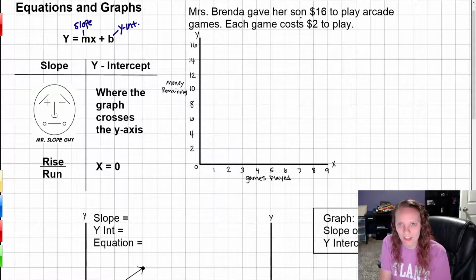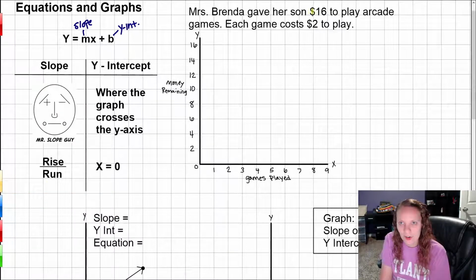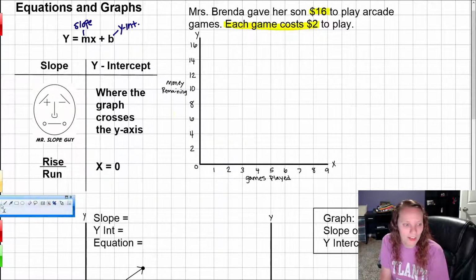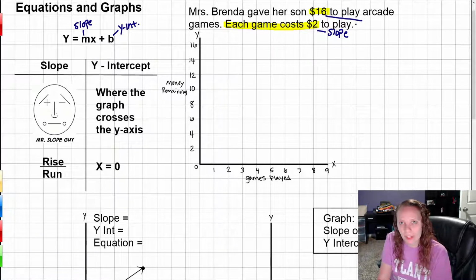It says that Brenda gave her son $16 to play arcade games. Each game costs $2 to play. So we need to identify which number is the slope and which number is the y-intercept. Miss Brenda gave her son $16 to play arcade games. That's kind of where the son is starting at. And then each game costs $2 to play. So because I see this keyword each, that is our slope. And then $16 to play, that's where they're beginning their money at, so that is the y-intercept.